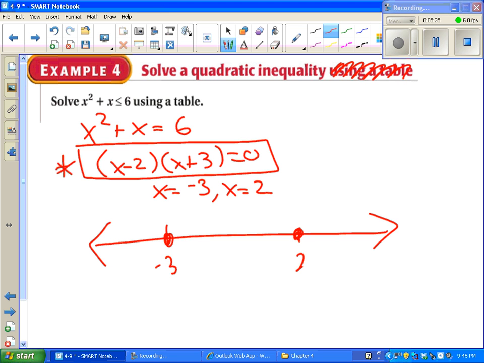That's a positive. Then we go between -3 and 2. Choose a number between -3 and 2 that's easy. The easiest one I can think of is 0, and plug it in. -2 times +3, negative. Then choose a number bigger than 2, like 3. 3 minus 2 is 1. 3 plus 3 is 6. Multiply those, you get a positive.